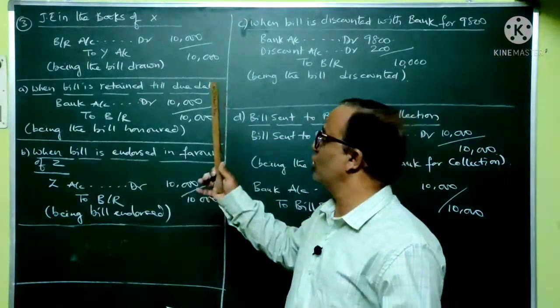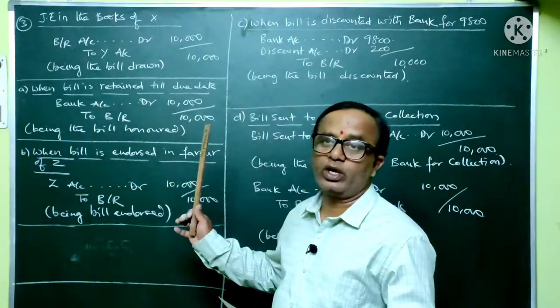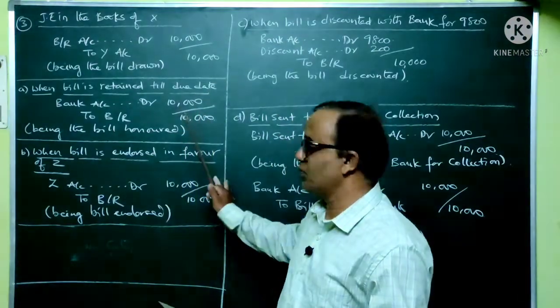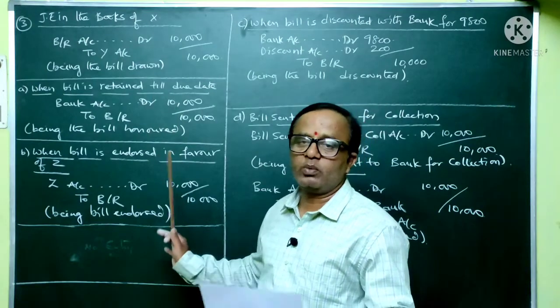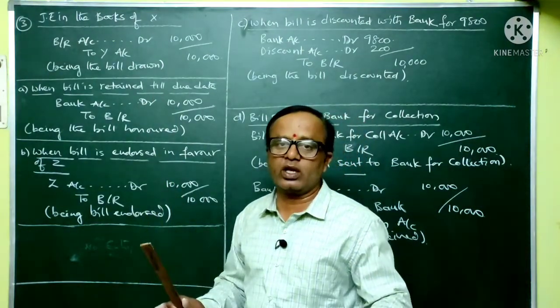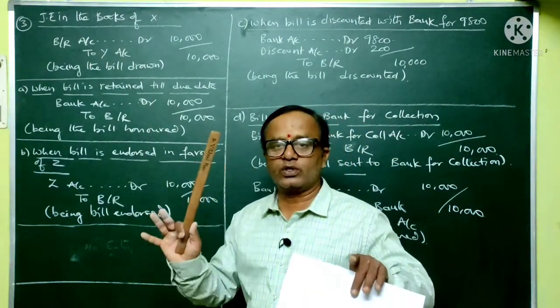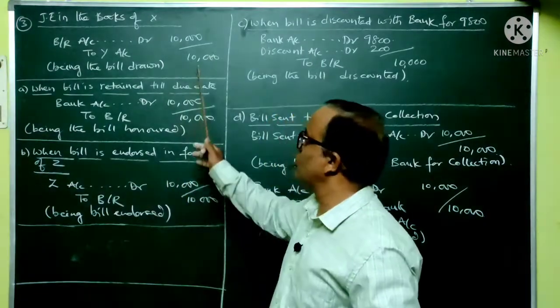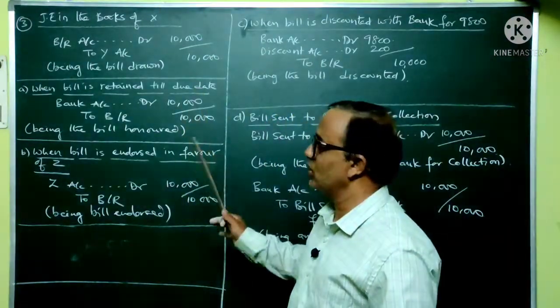Now we are writing entries in the books of X. As I have already told you, for explanation purposes we are writing the entries directly, but in the exam you are supposed to draw a journal, and you are supposed to write entries always in the journal only. So in the books of X, for different situations, what are the entries?